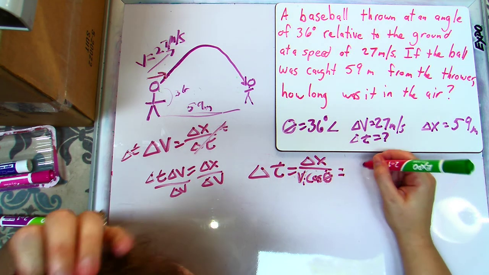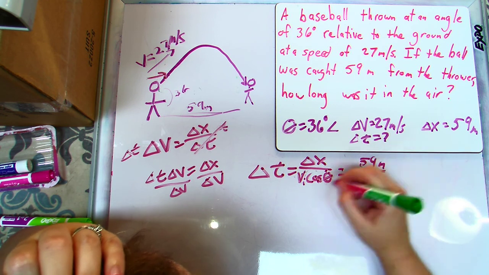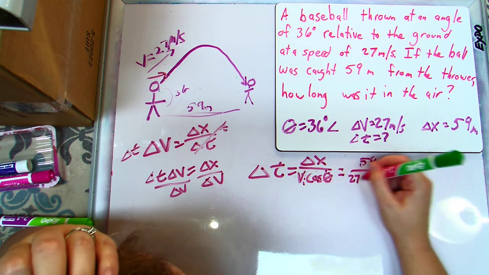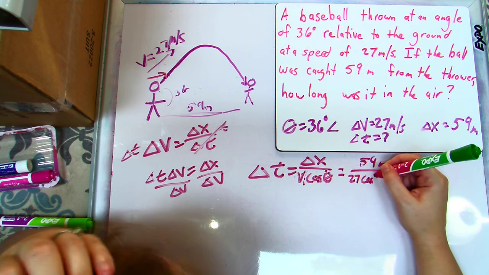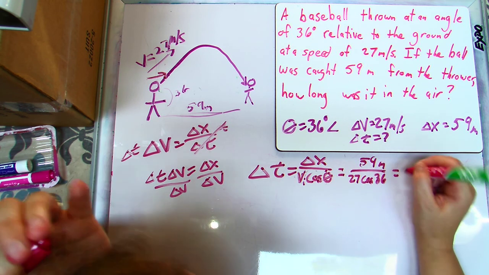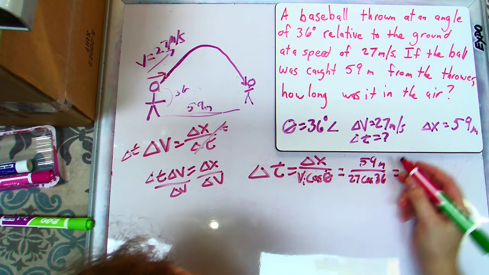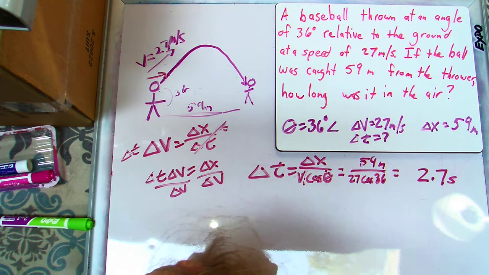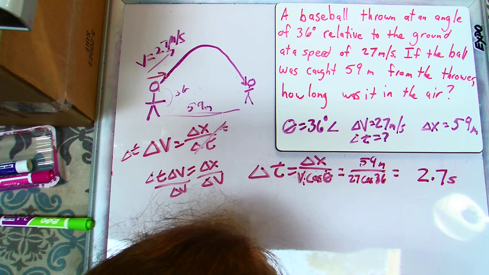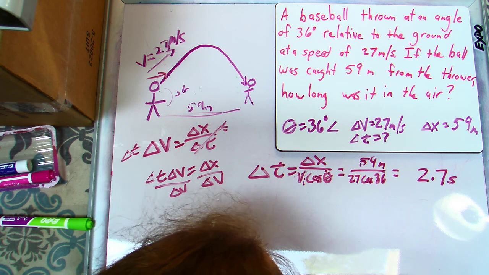So we go through, we move 59 meters, the initial velocity was 27 at an angle of 36, so 27 cosine 36, and our time is 2.7 seconds. Could be more horrible, right? Could be a lot more horrible.